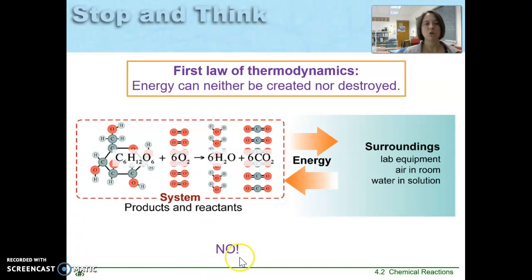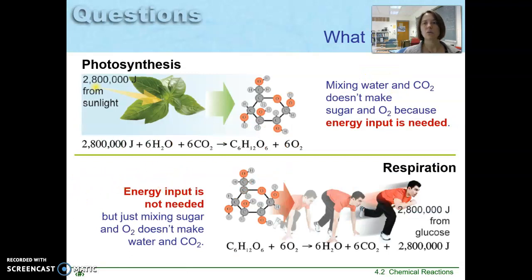So we know it did not disprove the first law of thermodynamics. It followed that. So what is missing in just these equations? Well, we know mixing water and carbon dioxide doesn't make sugar and oxygen because you need an input of energy. Also, you need a catalyst, and a biological catalyst is called an enzyme. So you need enzymes for this to happen. And if you mix sugar and oxygen, you don't get water and CO2 because you also need enzymes.